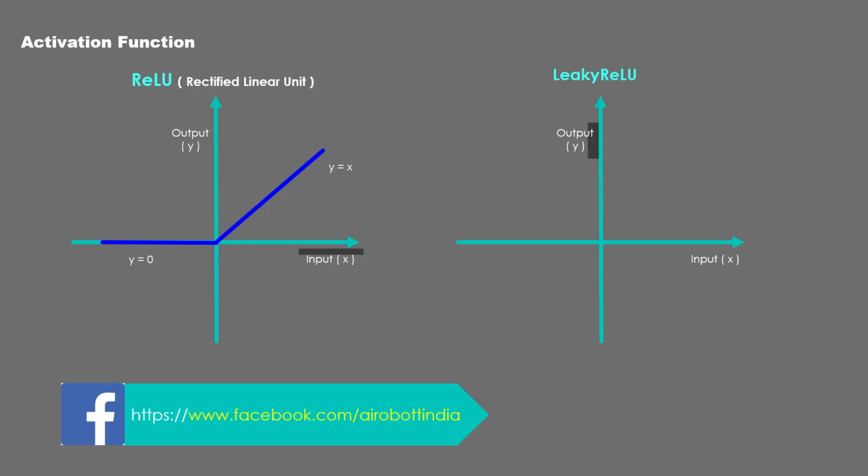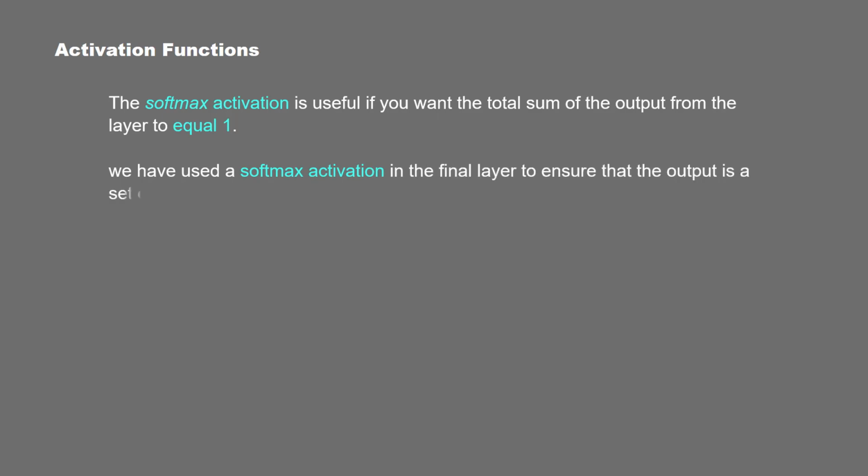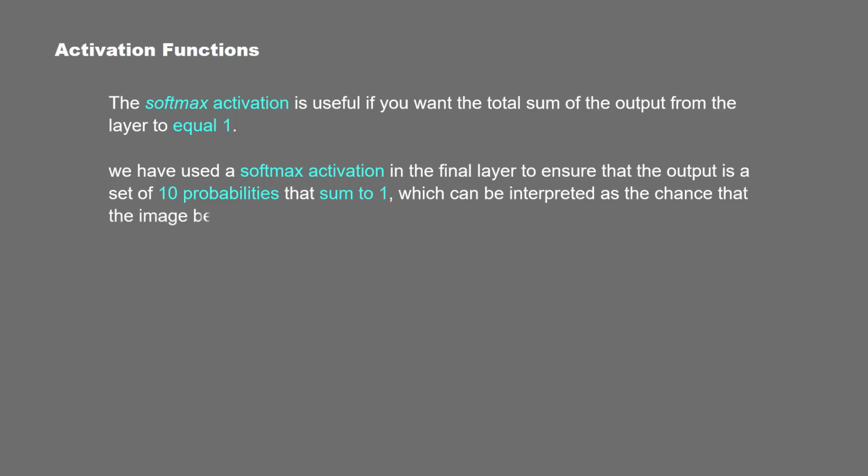Whereas the ReLU activation function returns 0 for input values less than 0, the leaky ReLU function returns a small negative number proportional to the input. ReLU-based functions are now established to be the most reliable activations to use between the layers of a deep network to encourage stable training. The softmax activation is useful if you want the total sum of the output from the layer to equal 1. We have used a softmax activation in the final layer to ensure that the output is a set of 10 probabilities that sum to 1, which can be interpreted as the chance that the image belongs to each class. Now we will see the coding part.